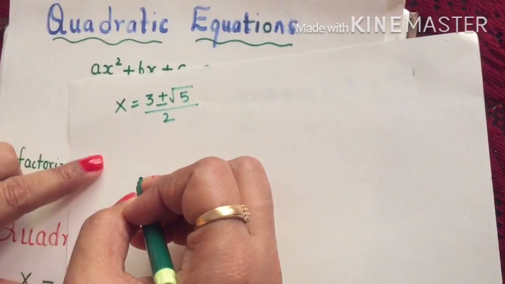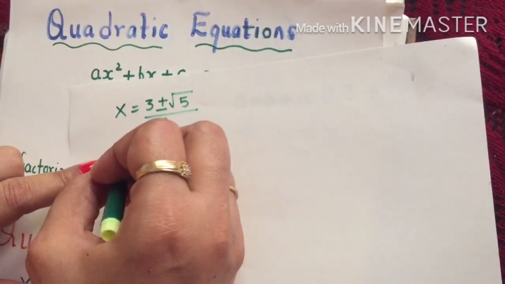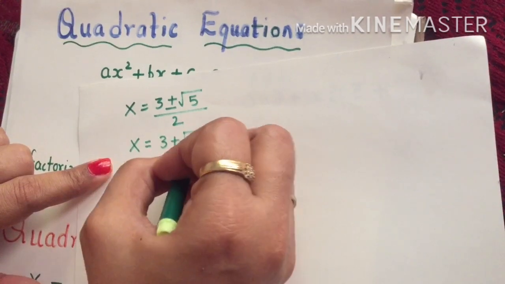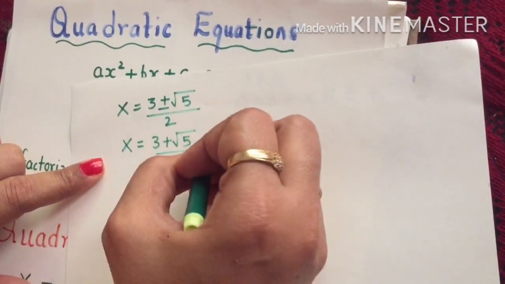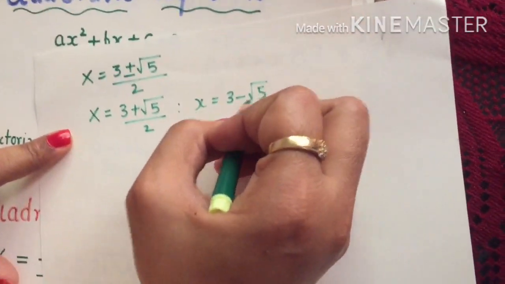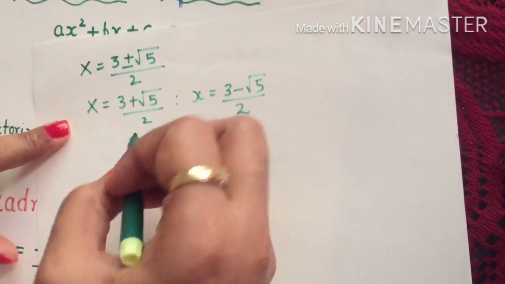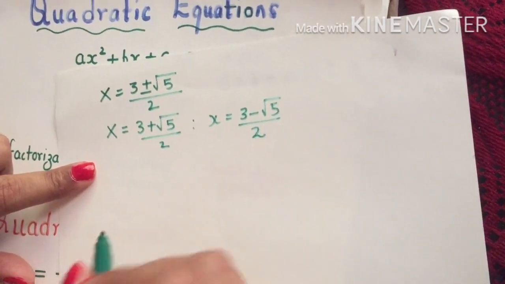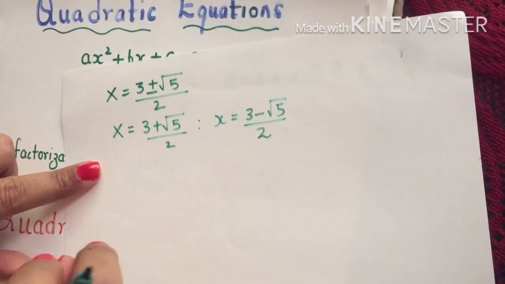So how are we saying that it has two roots? Yes, it has two roots because x equals 3 plus root 5 upon 2 and also x equals 3 minus root 5 upon 2. So these are the two real and distinct roots of the given equation. Now one more we will try.